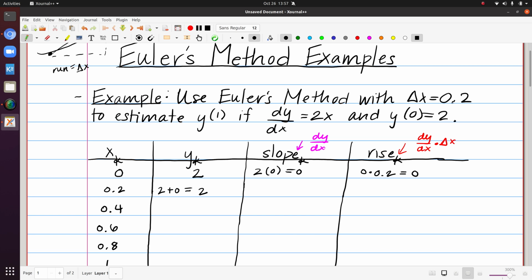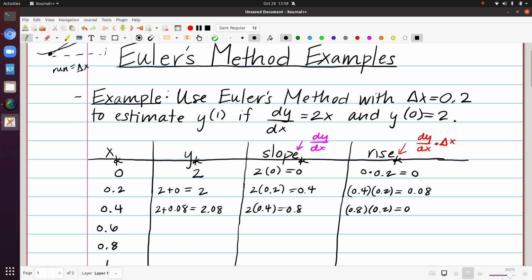So now we think about in this row, x is equal to 0.2. The slope is 2 times x, 2 times 0.2, which gives me 0.4. The rise is 0.4 times 0.2, which yields 0.08. So now to get my new y value, I take the previous one of 2 and I add the rise and I get 2.08. Now x is equal to 0.4, so 2x is equal to 0.8, and the rise is 0.8 times 0.2, which gives me 0.16. To find the new y value, I take 2.08, the most recent y value, and I add to that 0.16, giving me 2.24.